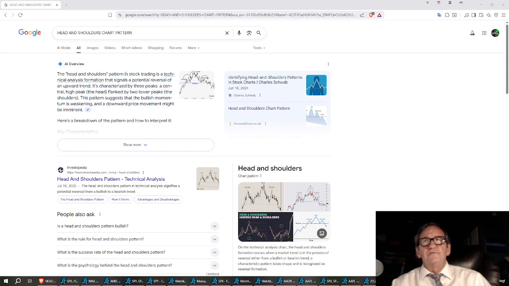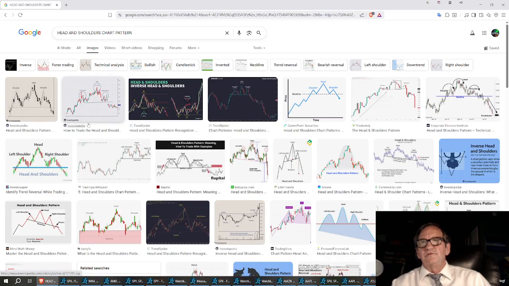So a head and shoulders, a pattern in a stock, is a technical analysis formation that signals a potential reversal in an uptrend. It is characterized by three peaks: in the center, a high peak, the head, flanked by two lower peaks, which are the right and left shoulder. This pattern suggests that the bullish momentum is weakening and a downward price movement might be imminent. So we're going to go ahead and look at a couple of diagrams here in the image of what a head and shoulders looks like.